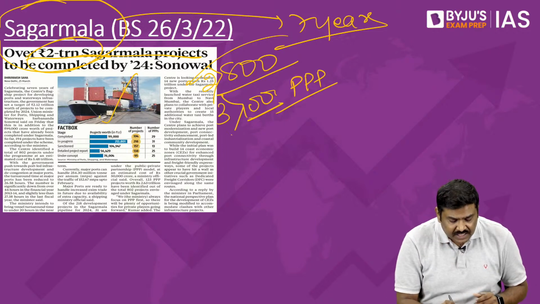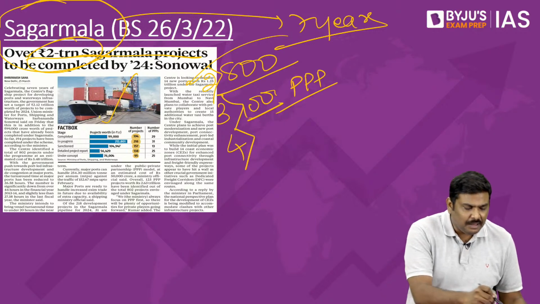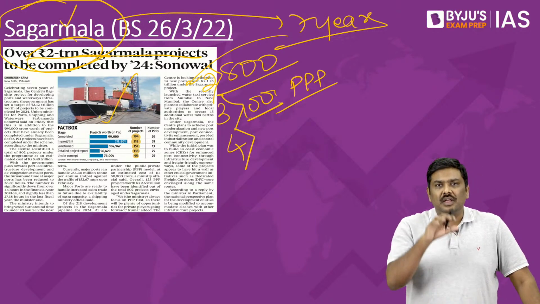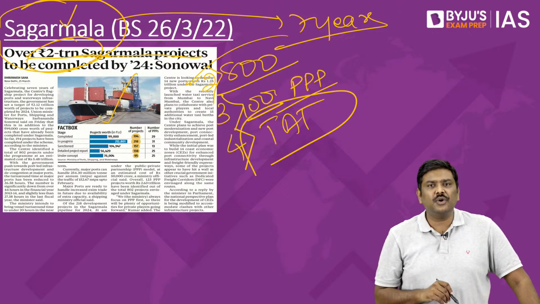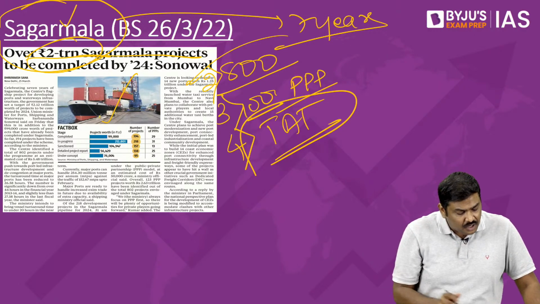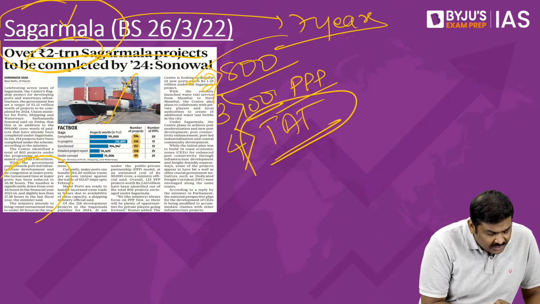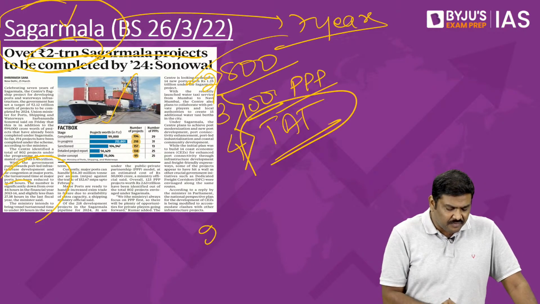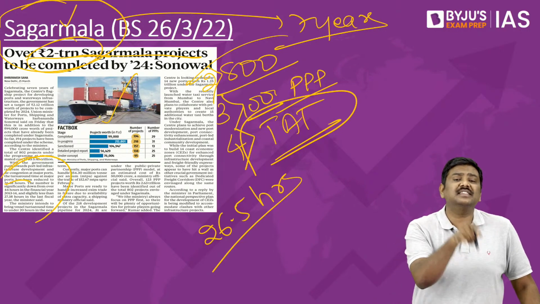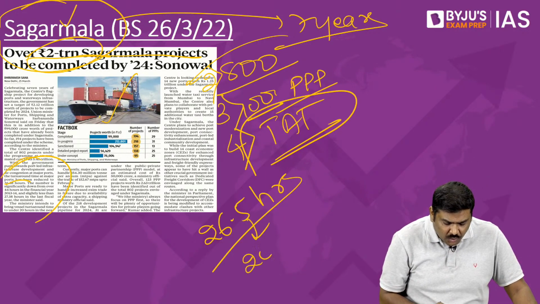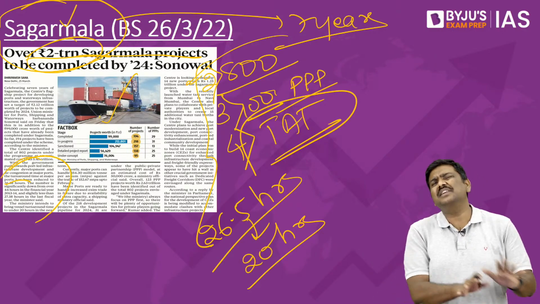In addition to this, there is one more very important point, that is the Government of India, by implementing the Sagarmala project, is trying to reduce the turnaround time. Is it okay? Right now, as per this article, the turnaround time at major ports in India is somewhere around 26.5 hours. The Government of India has a target of reducing this to below 20 hours. Done? So these are the 4 points which have been mentioned in the article.